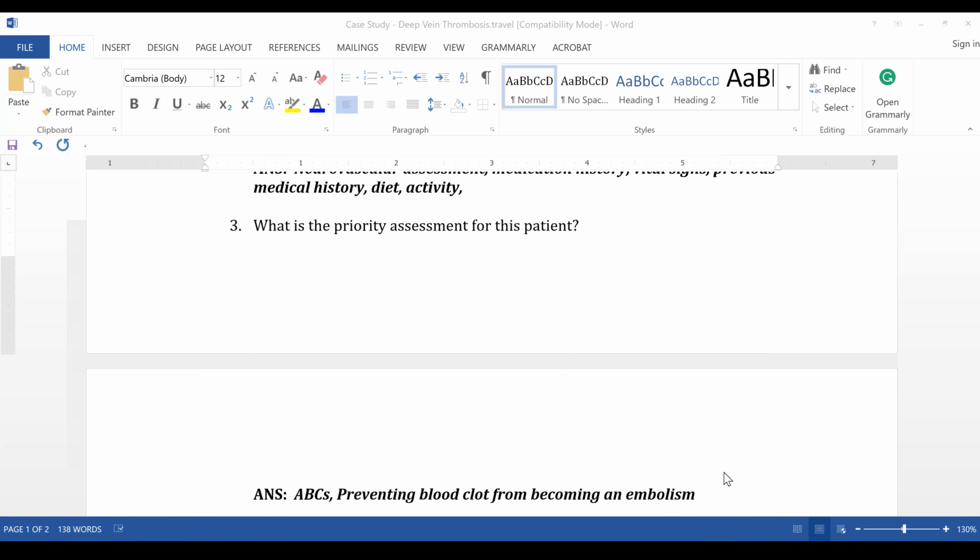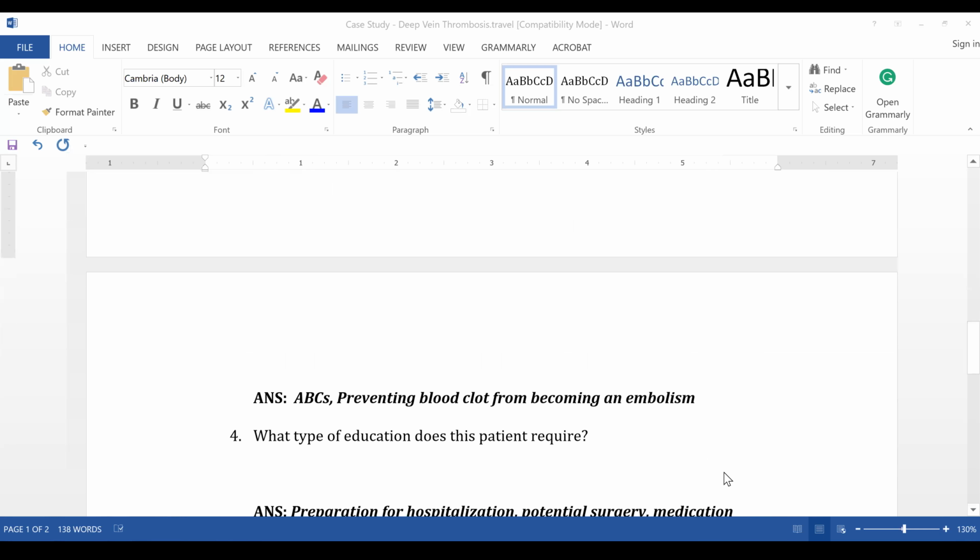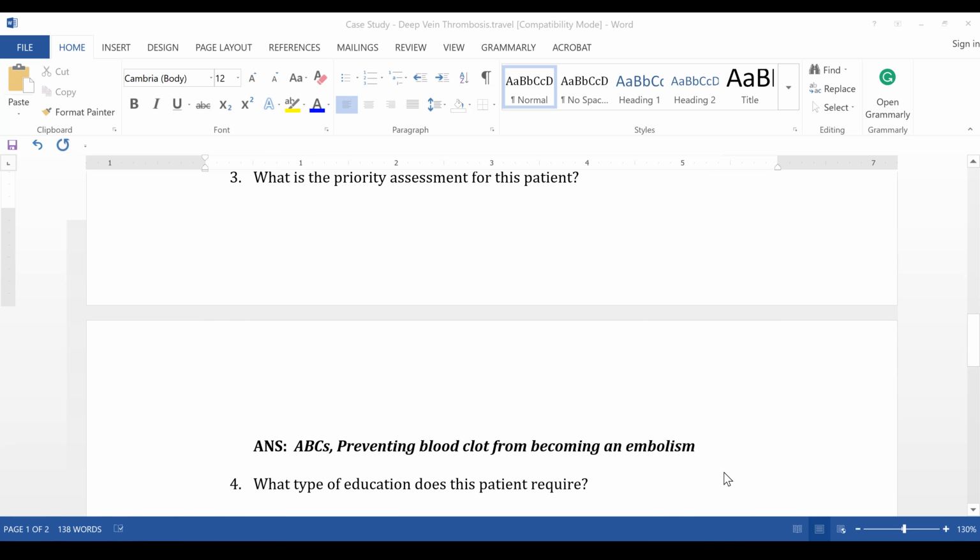Should we put compression hoses on an arterial clot? No, we're not going to put compression hoses on an arterial clot. Okay, two different systems, they work completely different. What type of education does this patient require? So remember, go back, she travels, long flights, not that active. So what education can we provide?